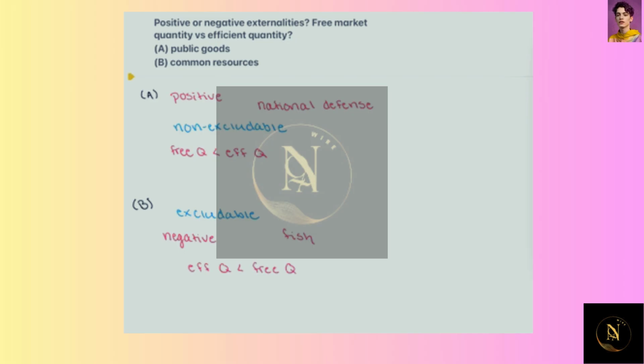And I think that the main difference to highlight between these two is really this difference between non-excludable and excludable goods.